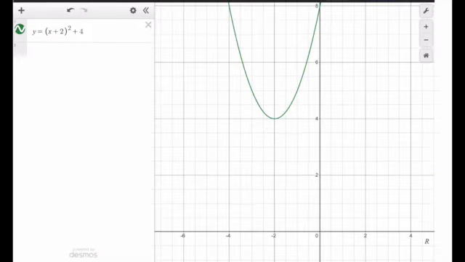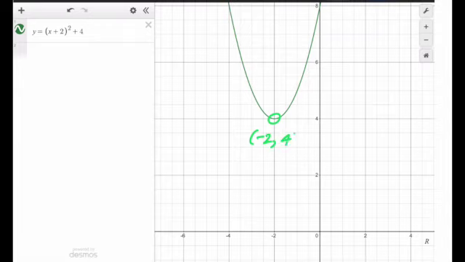In this next example, we can see a parabola that, compared to the original y equals x squared, has undergone a couple of transformations. It's been moved horizontally 2 units to the left, and we can see that in the equation because we have x plus 2 in brackets all squared, and it's been moved vertically 4 units in a positive direction. So the turning point is now negative 2, 4.